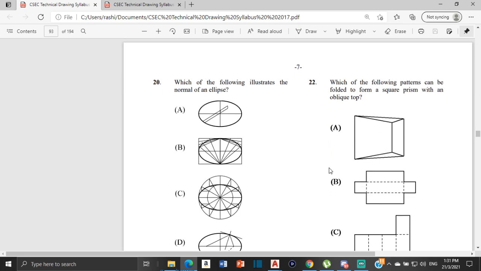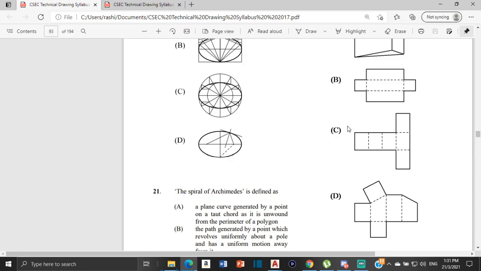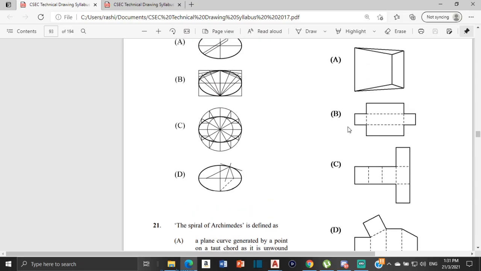Number 22. Which of the following patterns can be folded to form a square prism with an oblique top? We're trying to fold one of these to get a square prism with an oblique top. An oblique top just means that the top isn't exactly flat.